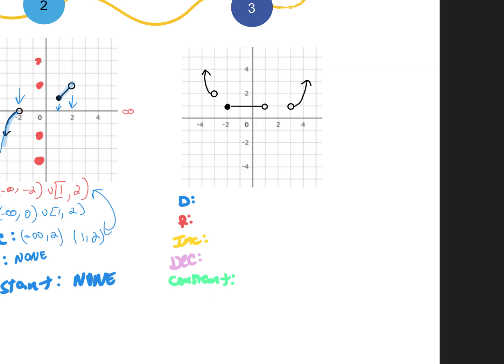Do you guys have an area on this graph where from left to right it's going up? Yeah. Do you have an area from left to right it's going down? Yes. Do you have an area from left to right that it's just flat? So you have all three. Okay, no problem. Let's talk about our domain first.